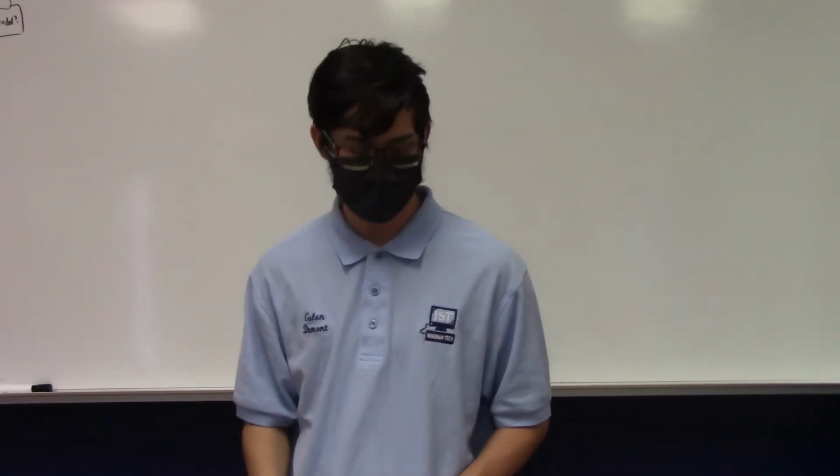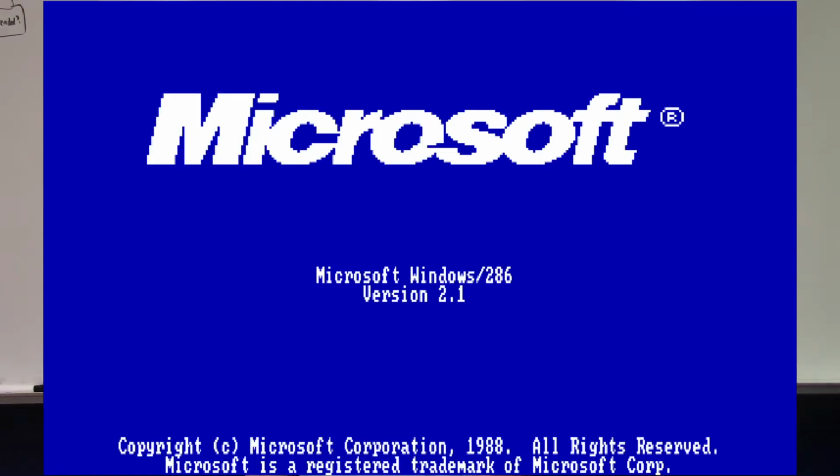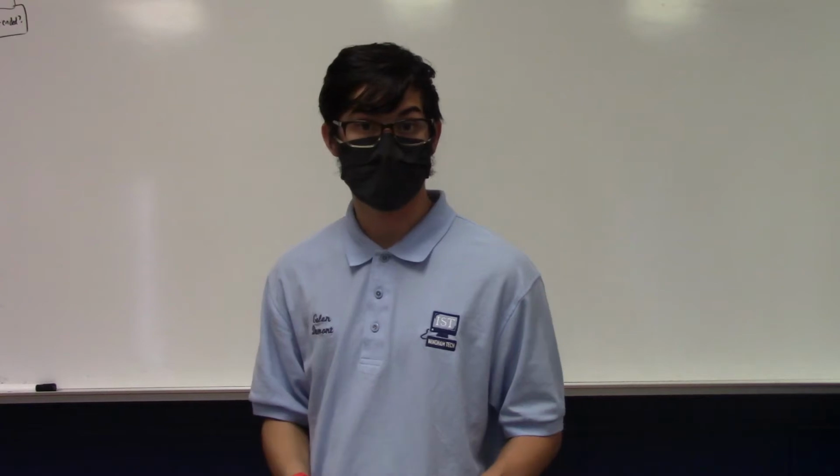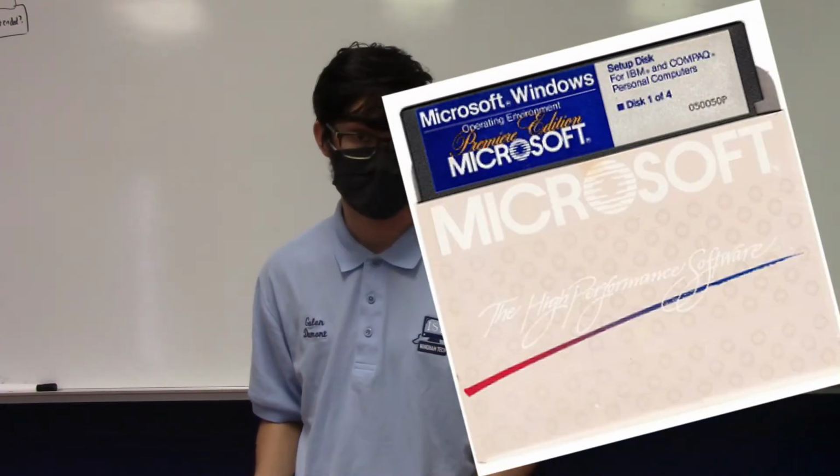There was also Windows 2.1, released the next year. And it was actually the first version of Windows to require a hard drive, considering that the last versions of Windows ran off of a floppy disk.